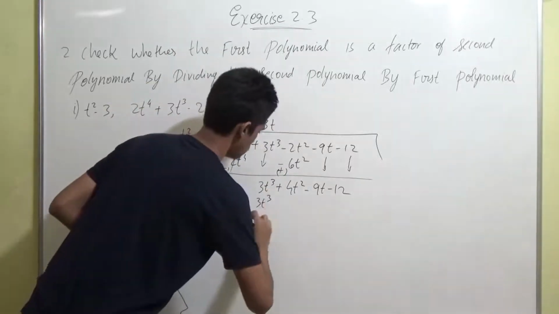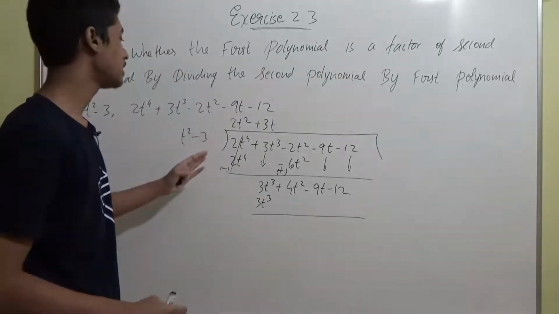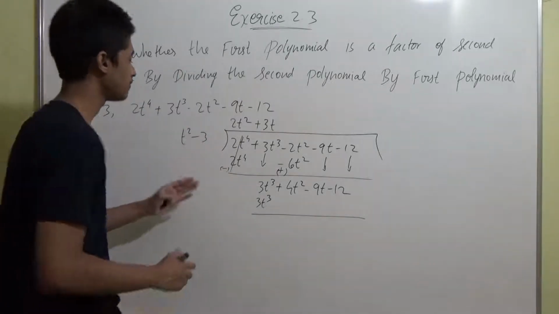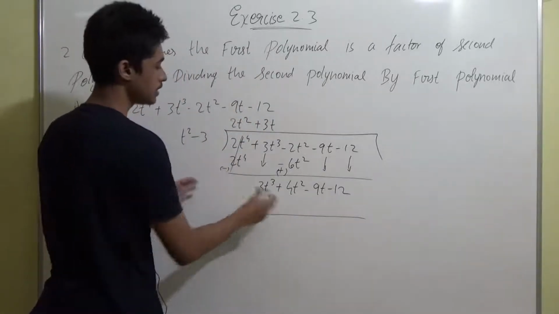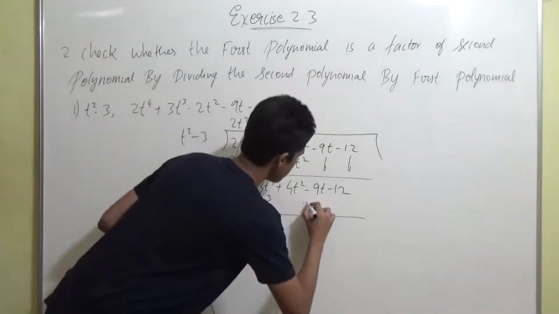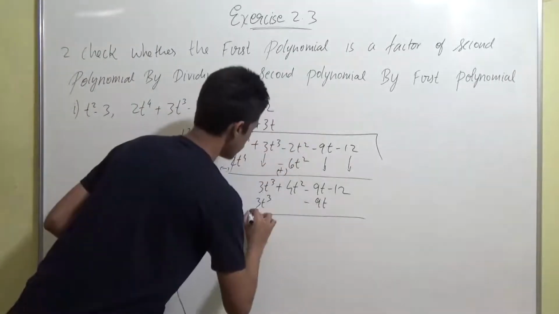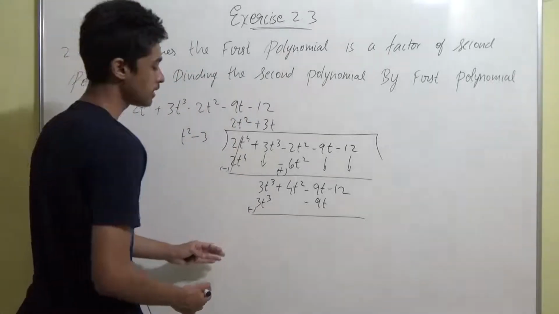And then here it is minus 3 into plus 3t, which gives us minus 9t. Here this t square term doesn't come in this equation, guys, in this step. So we'll just write it as minus 9t. Now we are going to subtract this. So 3t to the power 3 minus 3t to the power 3 is going to give us 0. So we are just going to get it cancelled.